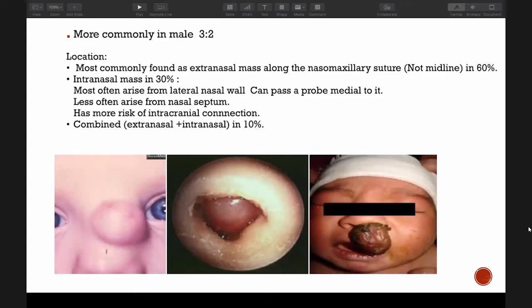In males, the ratio is 3:2. The location is most commonly found as an extranasal mass along the nasomaxillary sutures, not the midline, in 60%. Intranasal mass is found only in 13%, most often arising from the lateral nasal wall, and you can pass a probe medial to it. This often arises from the nasal septum and has more risk of intracranial connection if it is intranasal. Combined, it will have extranasal and intranasal components in 10%.